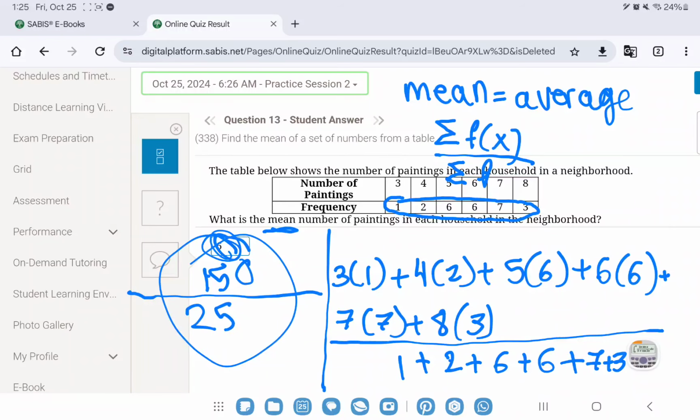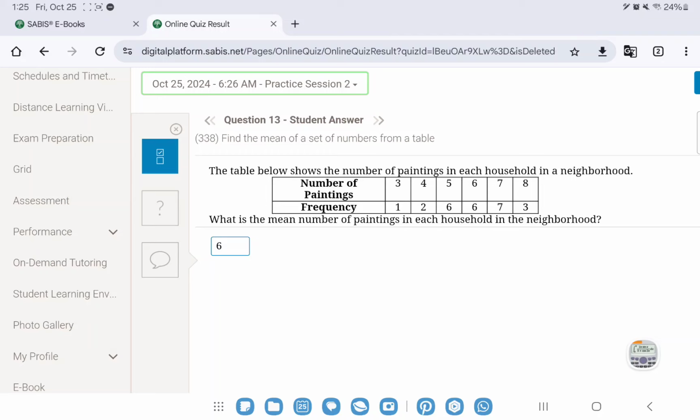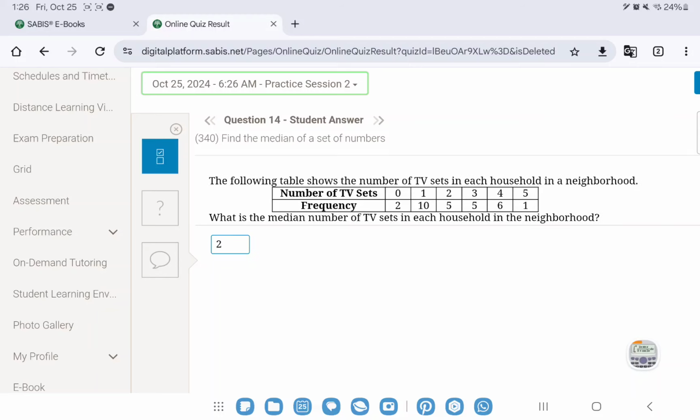So again, what we do is we multiply these and add them to the multiplication of these, add them to the multiplication of these, and so on, and divide by the sum of these. That's it. There's gonna be another question, that's why I'm not really set on fully explaining this one. The last question is the same thing.